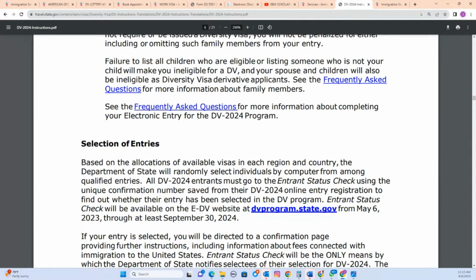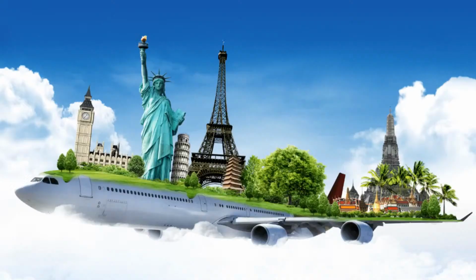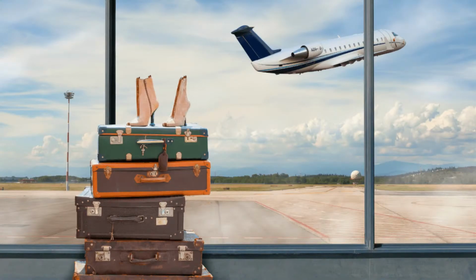You need to prepare yourself in case you don't win the DV lottery, in case you don't come to America. There are other opportunities in Europe, in Canada, or even in the US, which are not green card related. So make sure you apply for other opportunities beyond green card lottery. Make sure you do that.